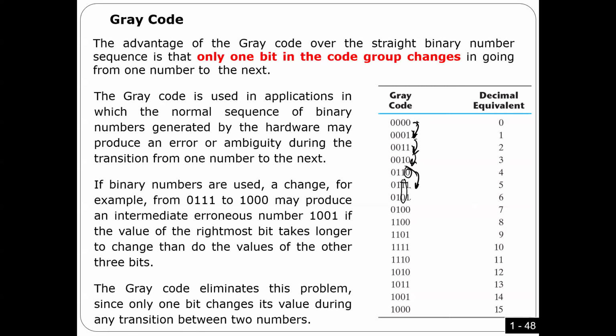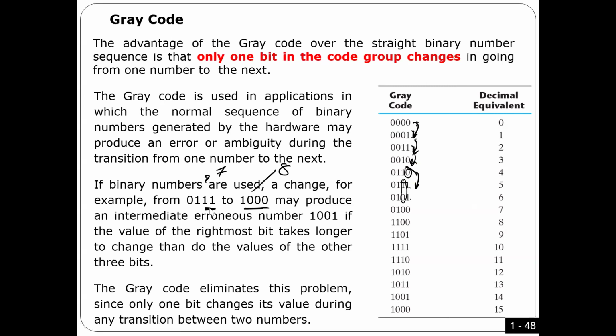Why is this an advantage? In some cases, I'm going to tell you why. For example, if I want to move from this one to this one, this is BCD code, and this is actually number 7, and this is number 8. I just want to give you an example of why sometimes it is better to use the Gray code than using the BCD code. So I give you here one example.